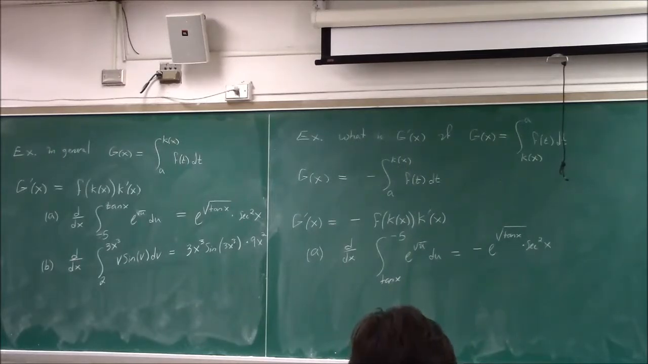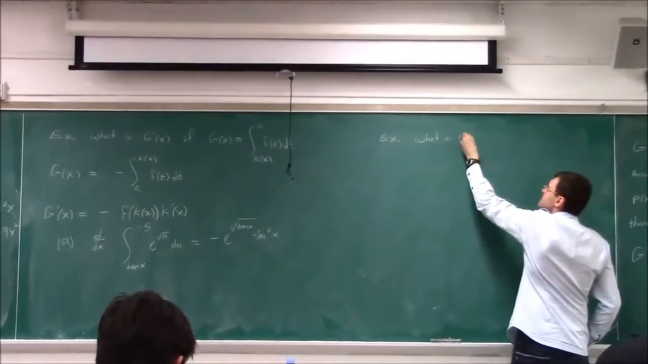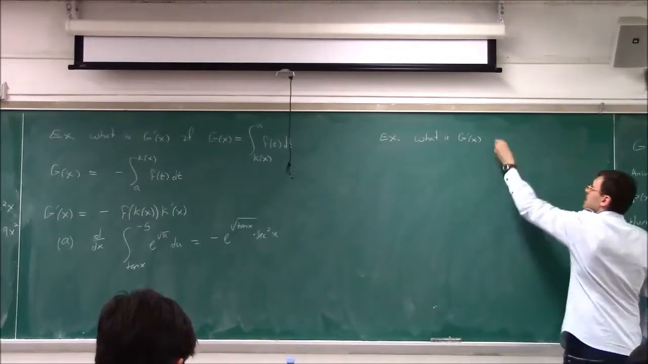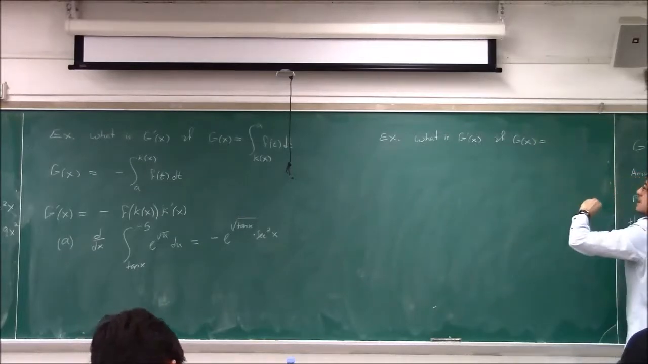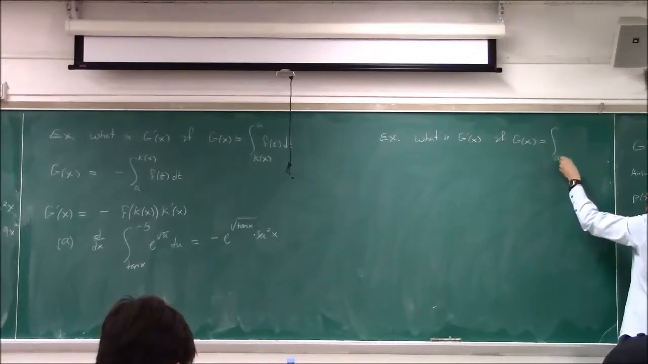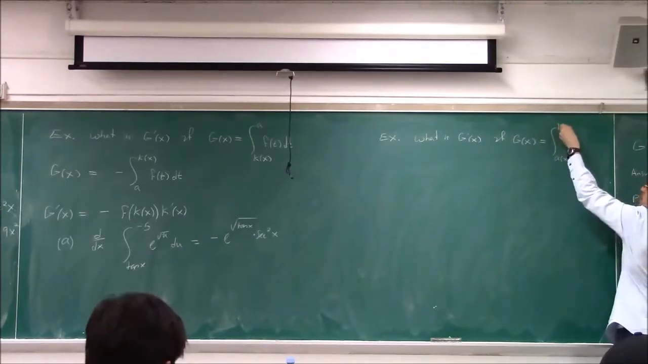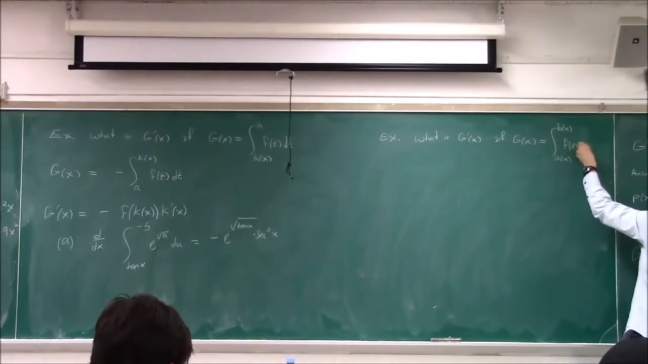Let's consider the most general situation. Example. What is g prime of x if g of x is the integral from a of x to b of x? So two functions, one on the top, one on the bottom, of f of t dt.